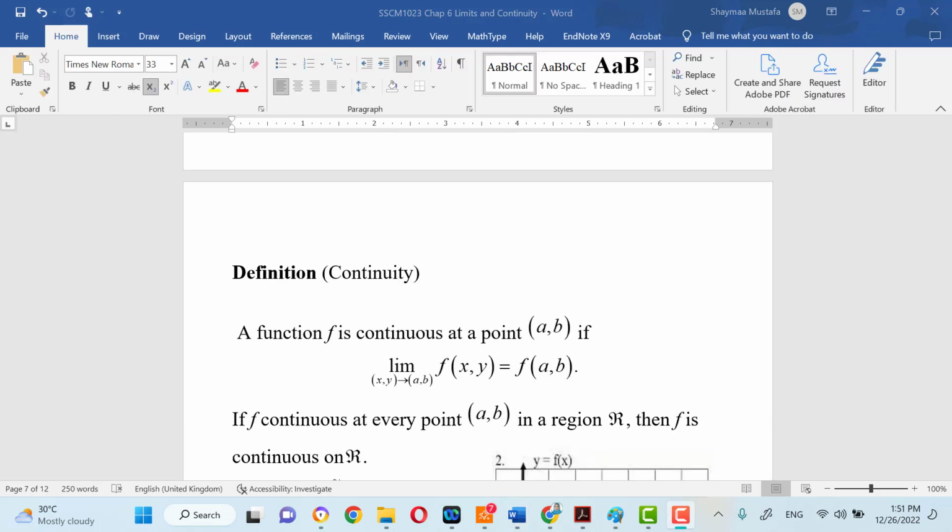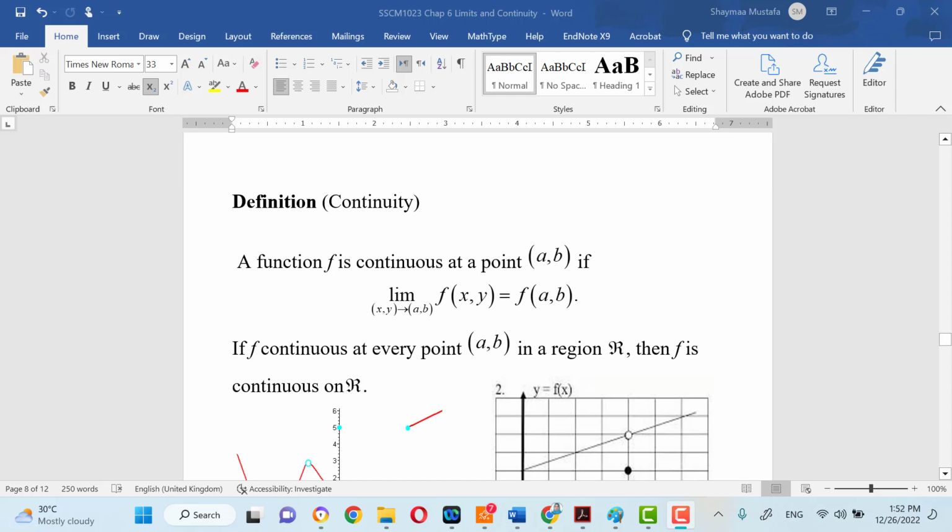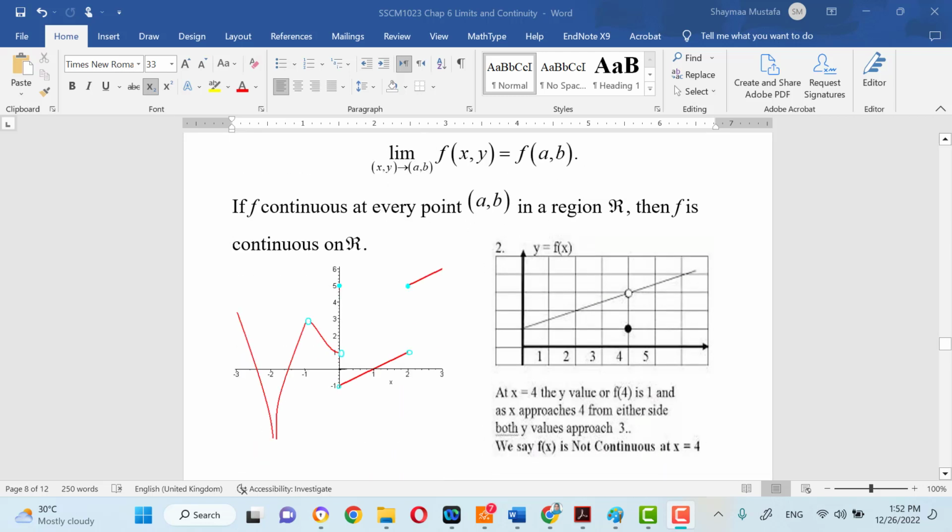So now we need to explain the continuity of the function. We say that the function f is continuous at the point (a, b) if it satisfies two conditions. First condition, the limit at the point exists. Second, the limit is equal to the value of the function at this point. This concept is similar to the continuity concept for a function of one variable.